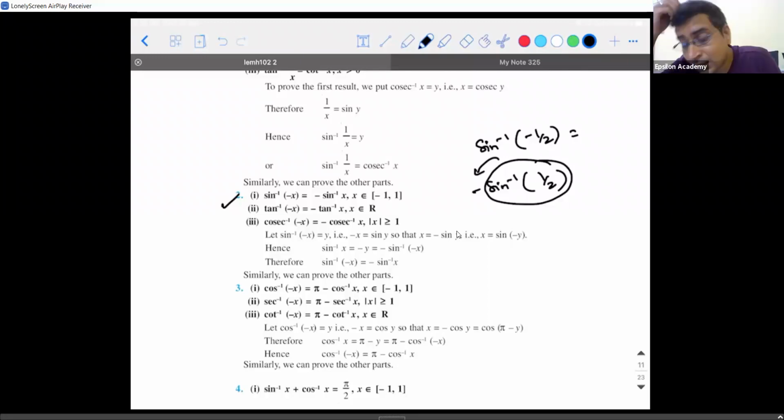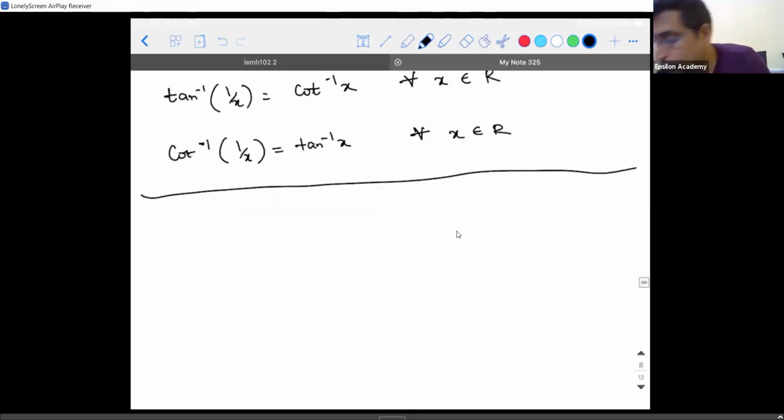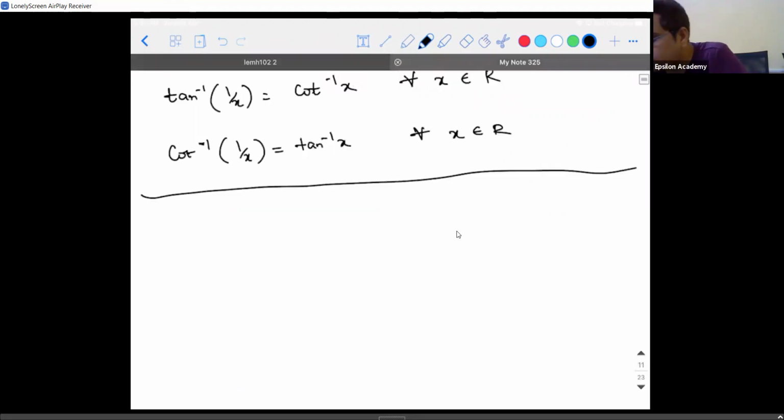One additional thing I'll be doing is that they have given it only for 3, but I'll extend it for the other 3 also. I keep doing it every time, so please make a note. Oh, sorry, here they have given it for 3. So property number 2, what is it? Sine inverse of minus x.